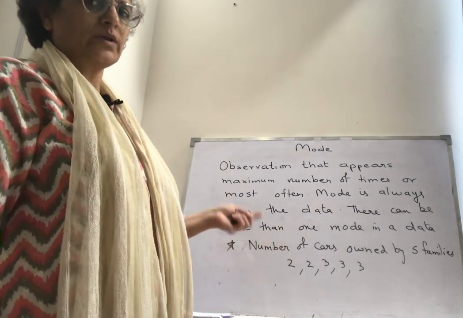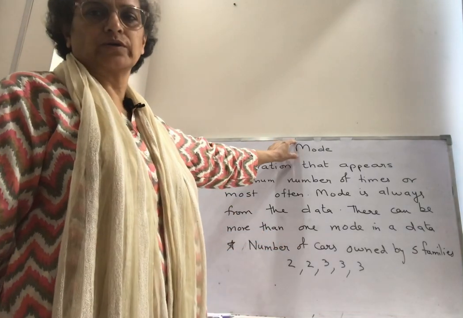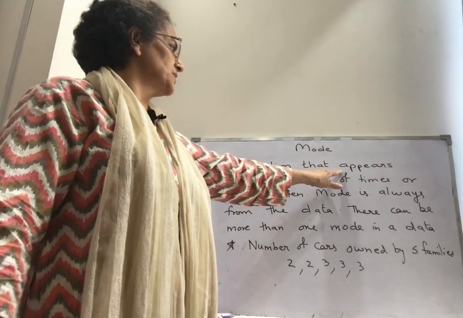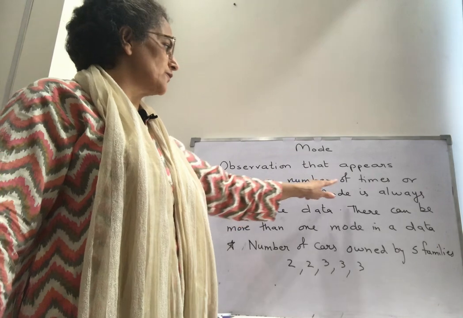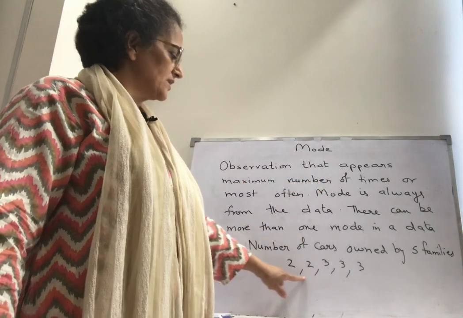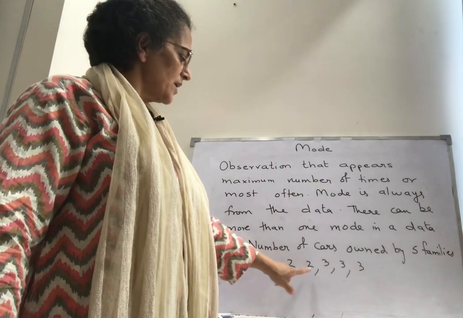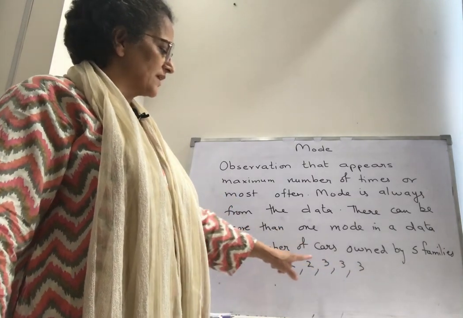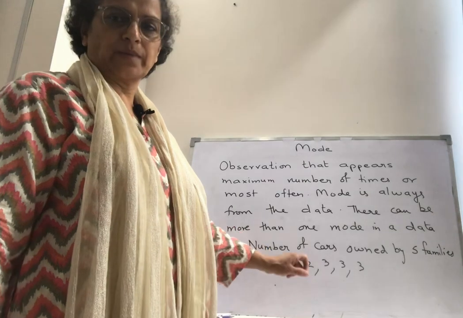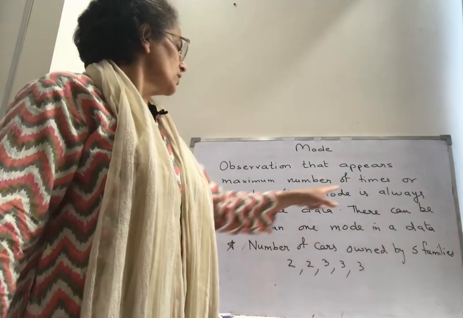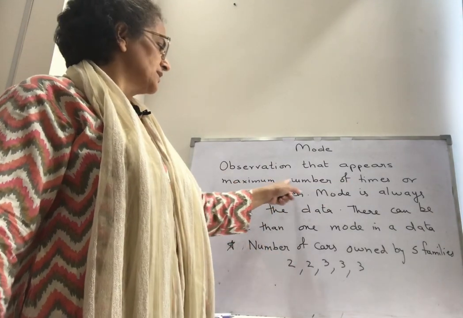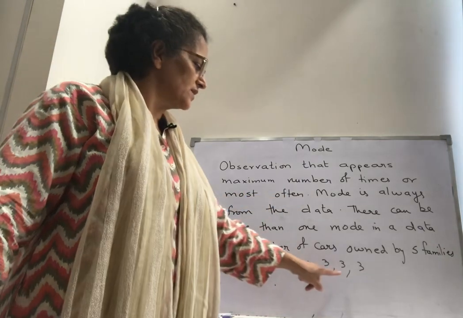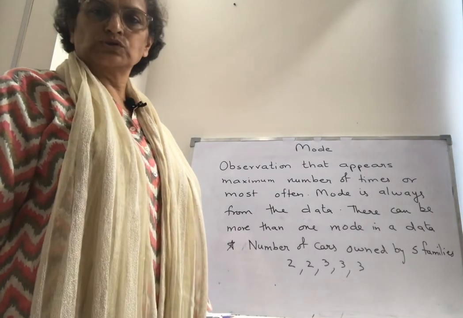Today we will learn about mode for a given data. Mode is the observation that appears maximum number of times. I have written this data. These are my observations, and the observation which appears maximum number of times is called my mode, or most often. Either maximum you can understand, or very frequently, which 3 is occurring here, most often.